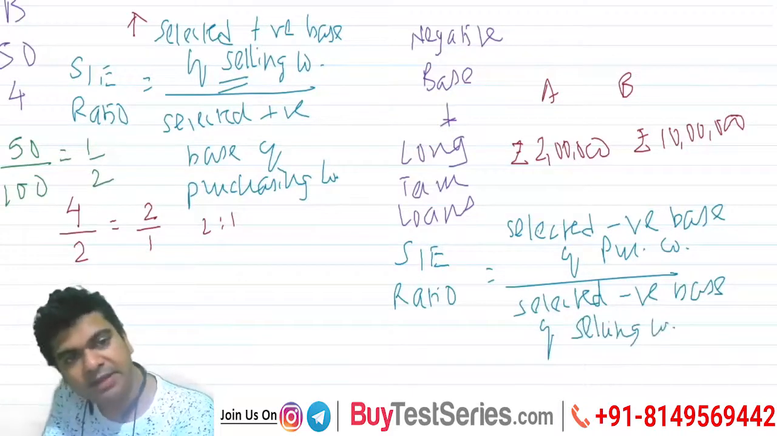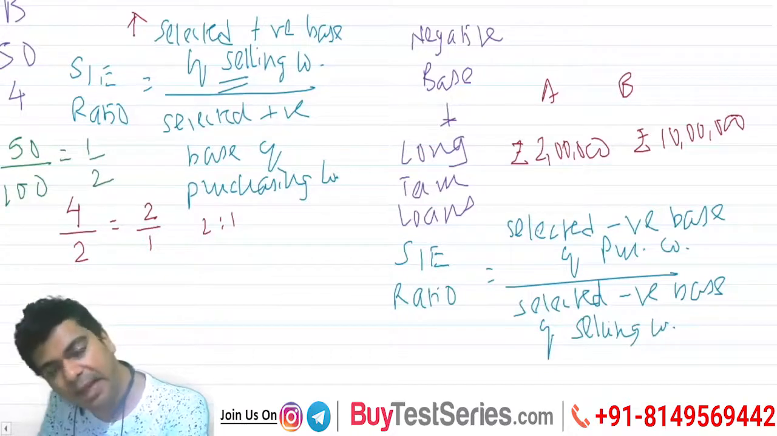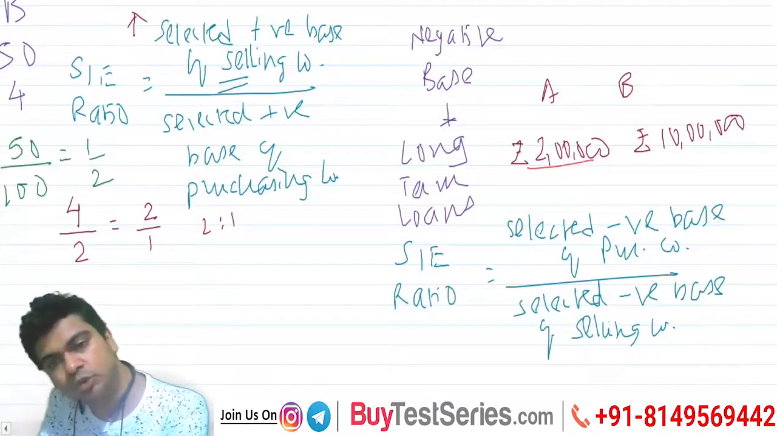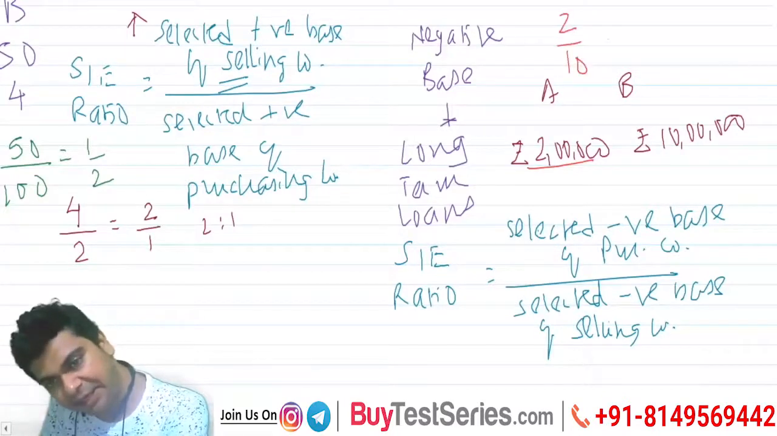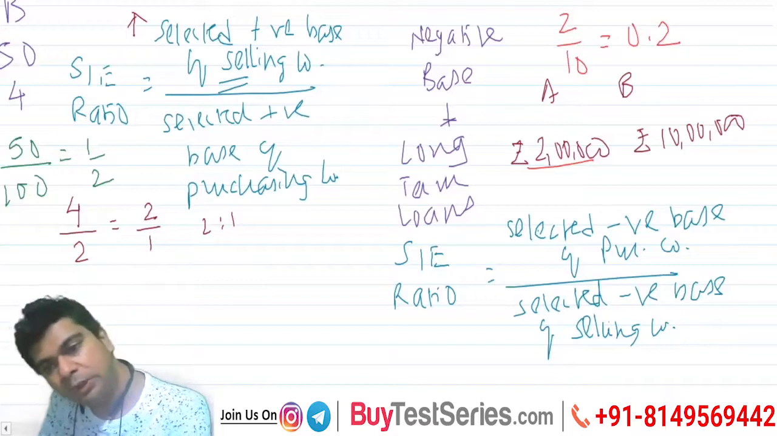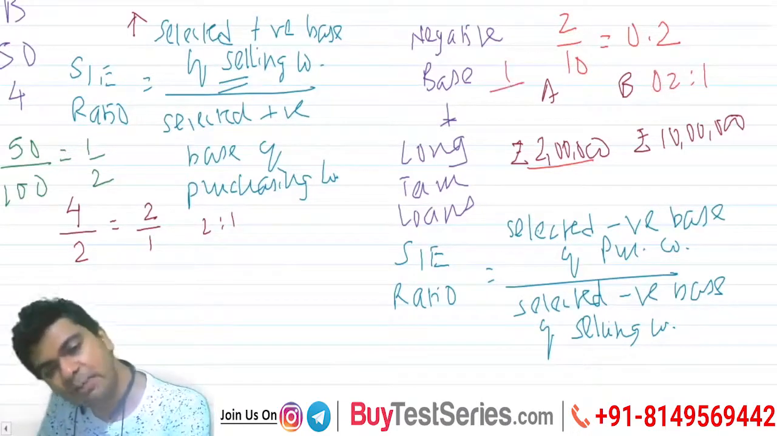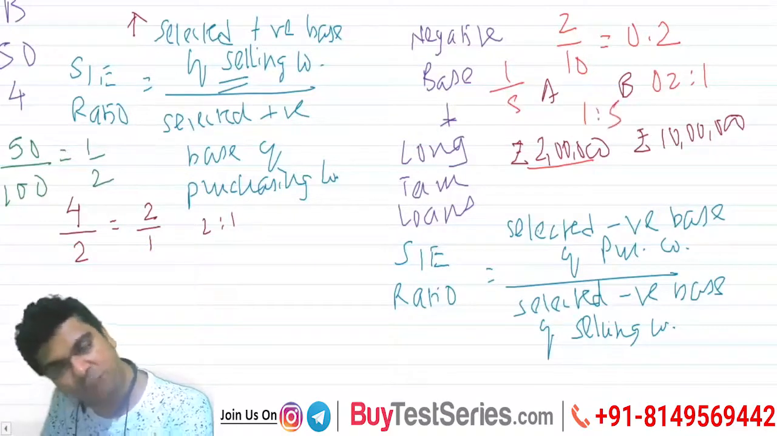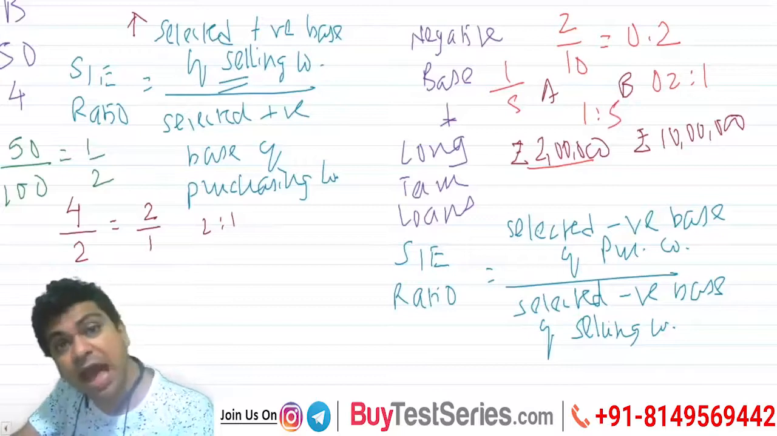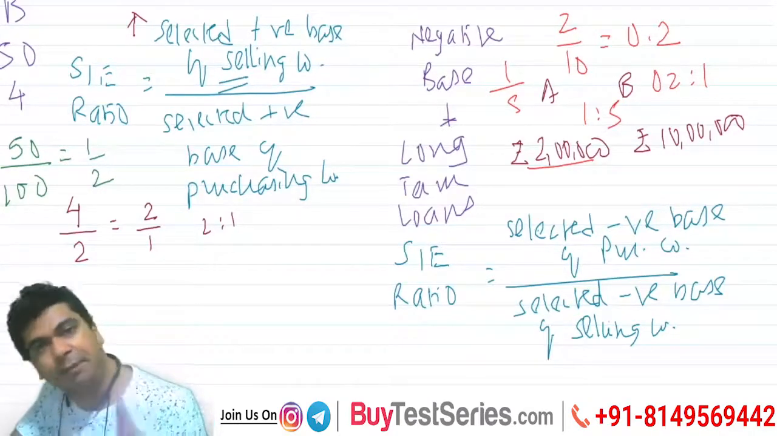In our example, tell me what will happen. It will become the negative base of the purchasing company, that is 2. So it will be 2 divided by 10, which turns out to be, let us say, 0.2. 0.2 is to 1. What does that mean? Or I can even write this as 1 by 5, or say 1 is to 5. For every 5 shares in the selling company, I will issue only 1 share of my company.